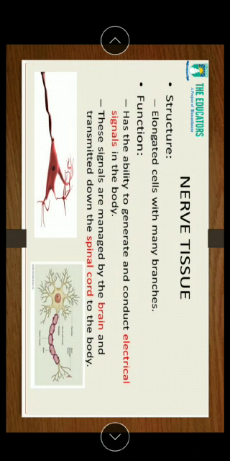The fourth type of animal tissue is nervous tissue. We know that an animal's survival depends on its ability to respond appropriately to stimuli from its environment. This ability requires the transmission of information among the parts of the body. Nervous tissue forms a communication system and performs this task. This tissue is mainly composed of elongated cells with many branches, called nerve cells or neurons.